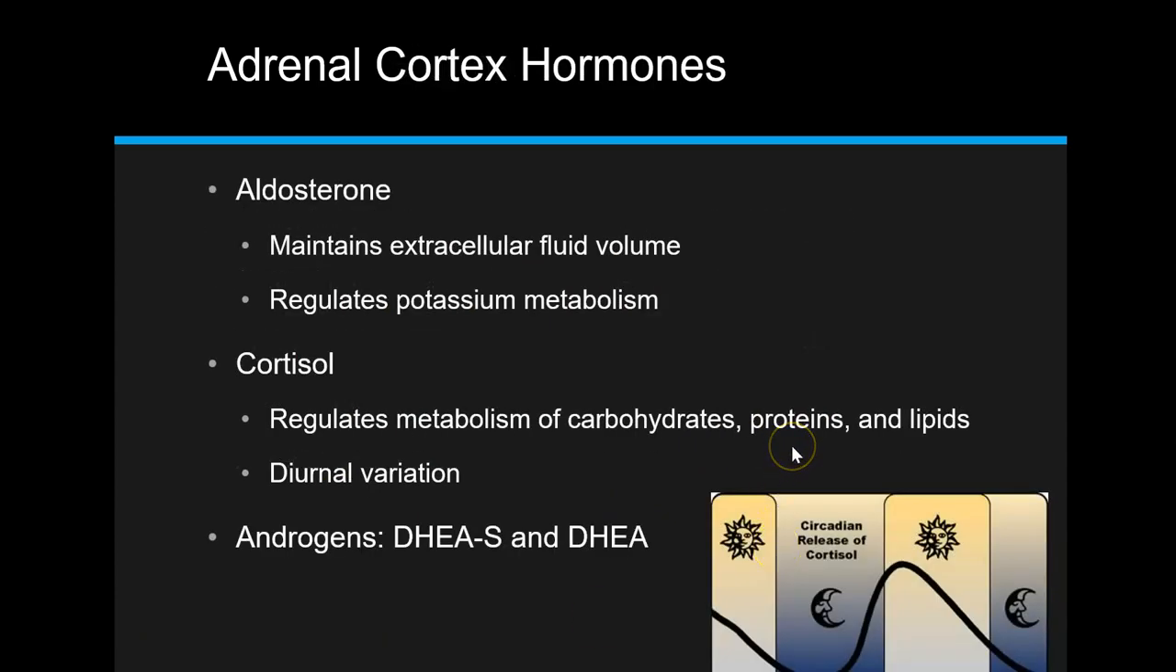All right, so let's talk about the adrenal cortex hormones. We have aldosterone. So aldosterone maintains extracellular fluid volume, and it regulates potassium metabolism. So what aldosterone does is it will actually reclaim sodium and dump potassium. So aldosterone affects your sodium balance also at the kidneys. And what we're talking about, it will dump potassium into the urine and put sodium back into the blood.